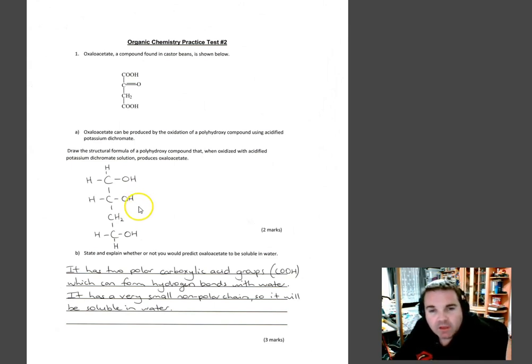So just identify what the questions are asking you. Think about any time you see acidified potassium dichromate solution, it's going to be oxidation of an alcohol. Your color change is going to be orange to green when it oxidizes with a primary or secondary.